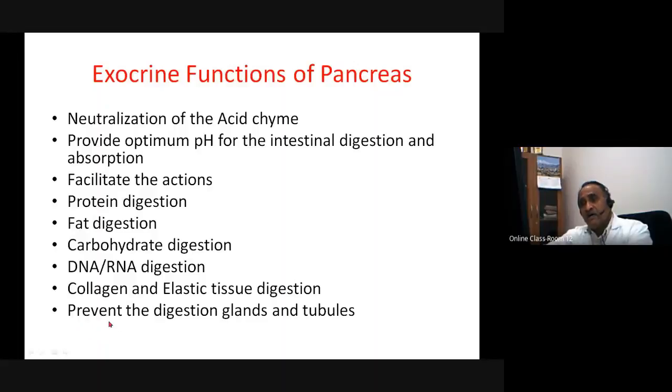And in addition to this, it prevents the digestion of the glands itself. That means there is another enzyme system, a trypsin inhibitor, synthesized from the glands, that prevents the action of trypsin on the glands and the surrounding tissue. These are the exocrine functions of the pancreas.